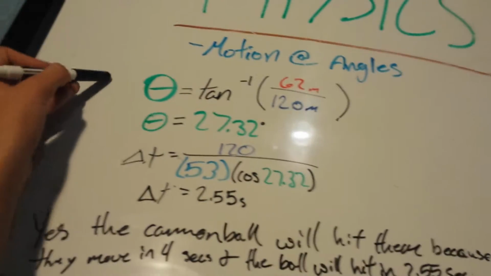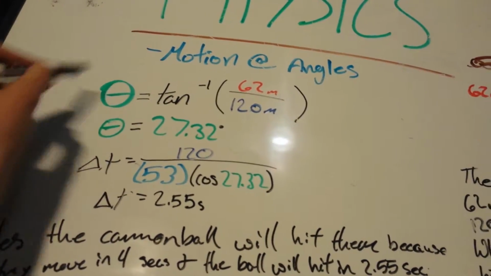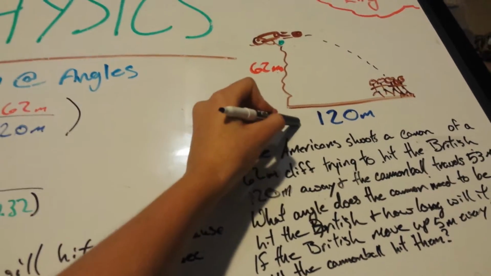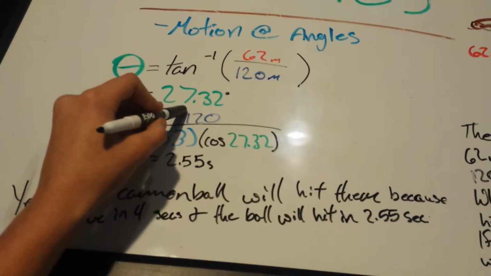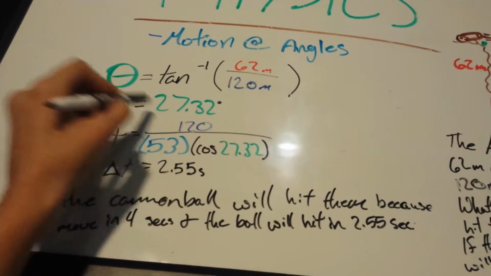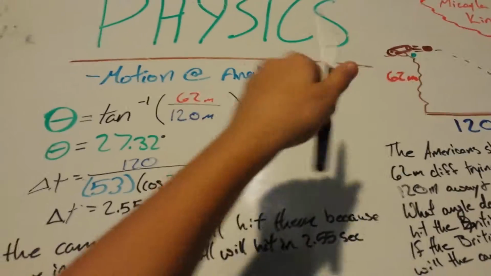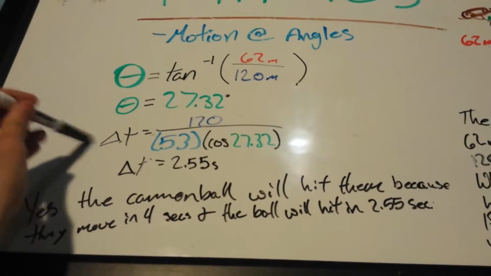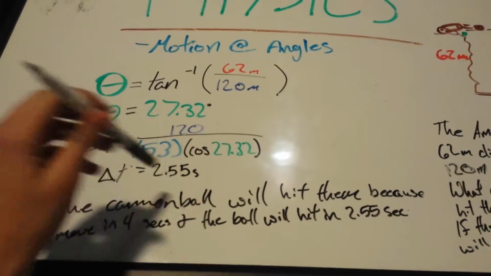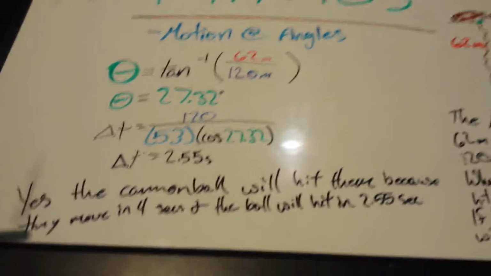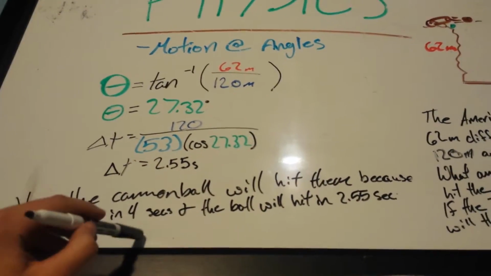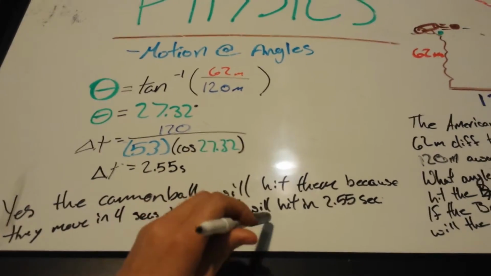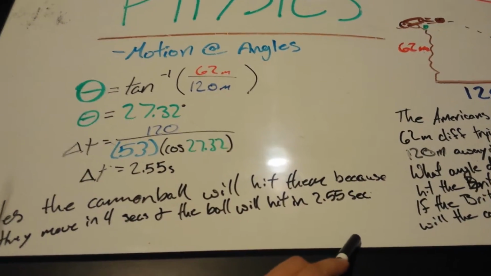So what I did is I found theta by plugging the y and the x into the tangent, and got 27.32 degrees the cannon needs to be pointed at. And then the time it takes would be 2.55 seconds. So yes, the cannonball will hit the British because they move in 4 seconds, and the ball will hit them in 2.55 seconds.